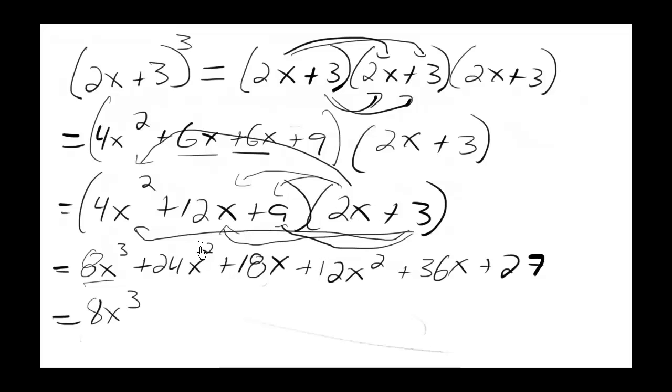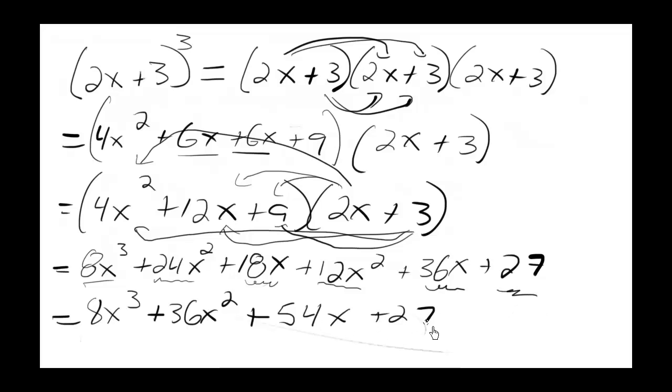All right, so I have some like terms here. I have a squared term and a squared term. So plus 36x squared. And then I have x terms here. So plus 36 plus 18 is 54x. And then I've got my constant, plus 27. And that is multiplying polynomials together. Next video will be the dreaded division.